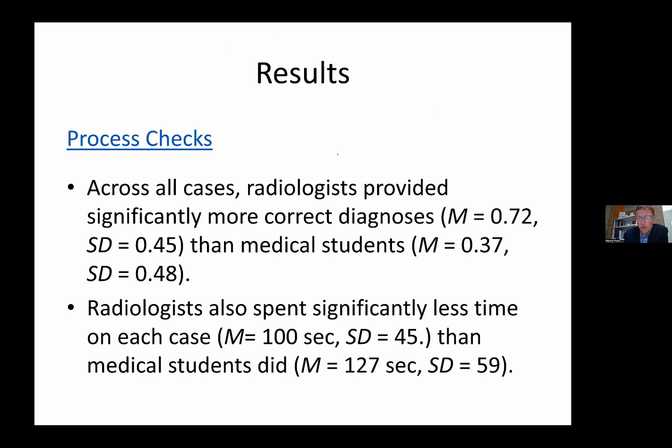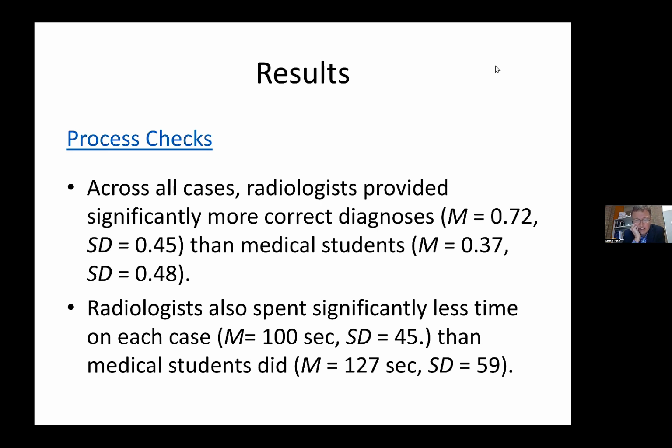And so there were some process checks. Obviously, if we found that the radiologists were only as good as the medical students, then we wouldn't have a very good study. Thankfully, the radiologists were way better than the medical students. The mean accuracy was 72% correct for the radiologists and 37% correct for the medical students, and we can get into the details of why the pediatric radiologists weren't 100%, but the gist is that we chose very difficult pediatric elbow x-rays in order to be sure that we're seeing the full flower of the phenomenon.